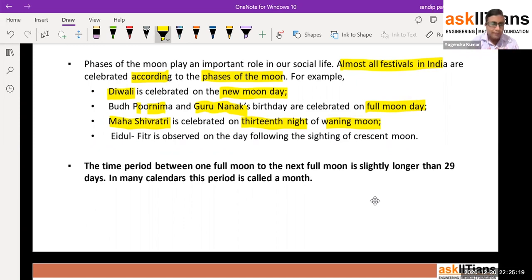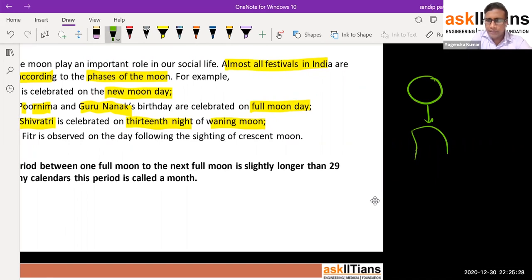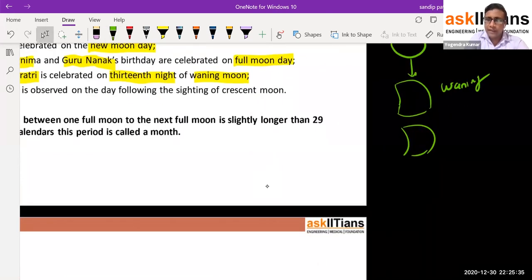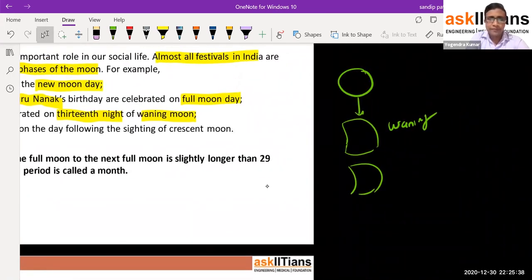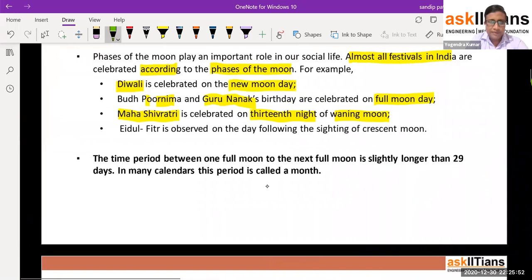When the shape is increasing, we call it waxing. So simply, in the days after Purnima, the shape becomes like this, decreasing. So this is waning. And when Amavasya is there, there is no moon, I can say. Obviously there is nothing, so I cannot show it. Then this is the crescent. Again, the shape will start increasing like this. These are waning, and these are the increasing shapes.